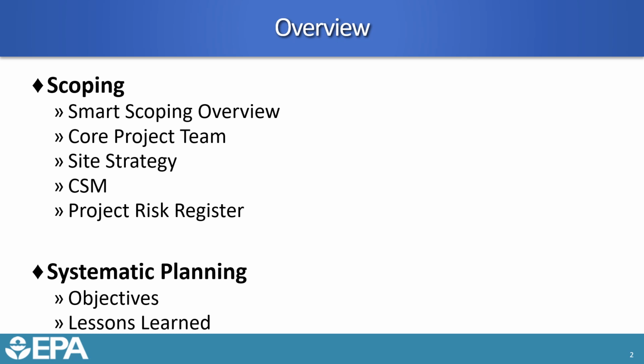And then as far as maintaining things throughout the lifetime of the project, we want to consider the systematic planning process. So what are the specific objectives that are involved with it? And then what are some of those lessons learned that we have discovered after doing the systematic planning process, and a couple of tips for you guys.